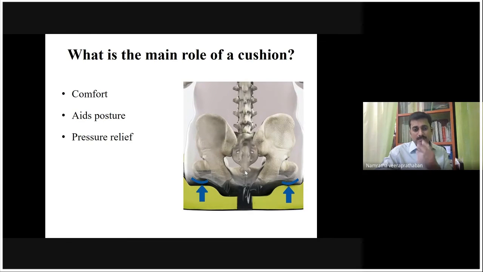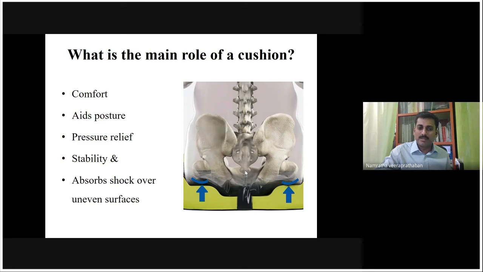Pressure relief. The main role of a cushion is to relieve the pressure. Equal distribution of pressure is possible if you position the pelvis in a symmetrical posture. It provides stability, as I was saying, lateral stability, and a proper cushion can provide forward stability as well. And finally, it absorbs shock when the patient is moved on uneven surfaces or uneven terrain. So this is the main role of a cushion.